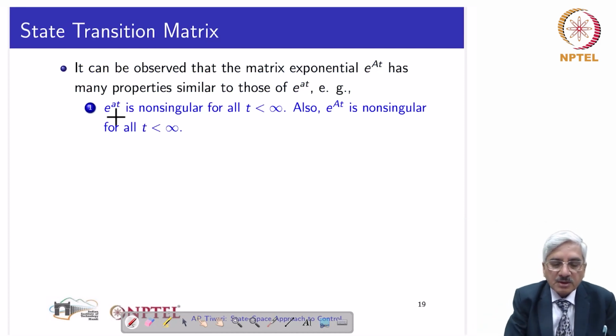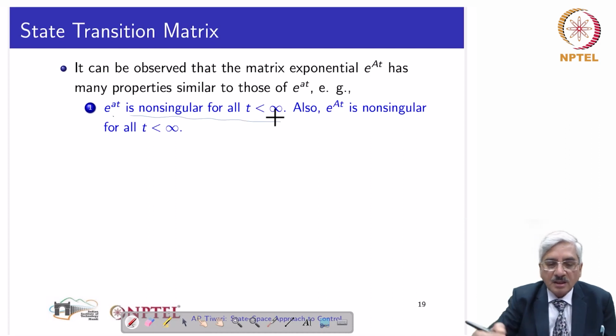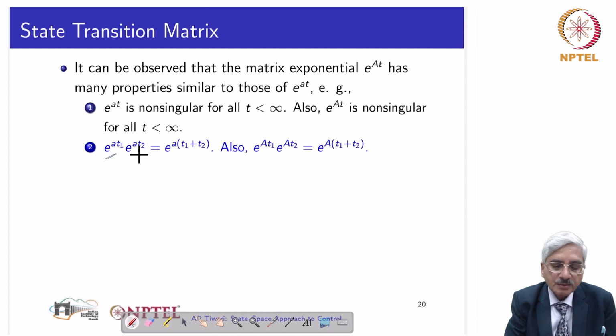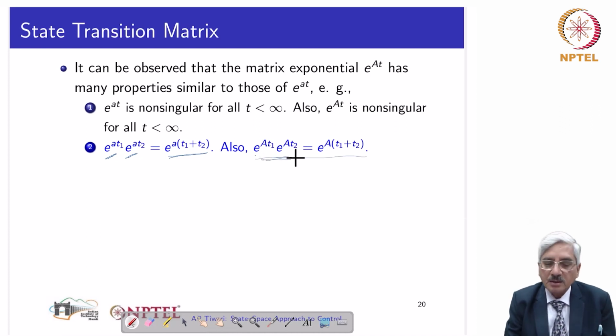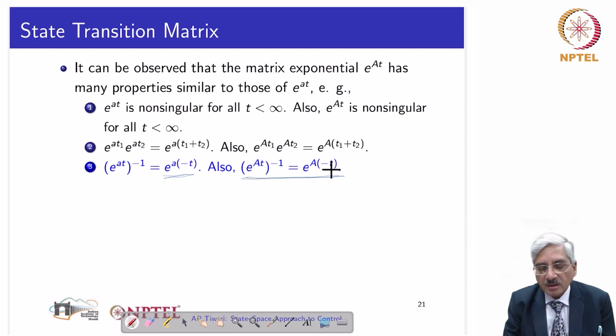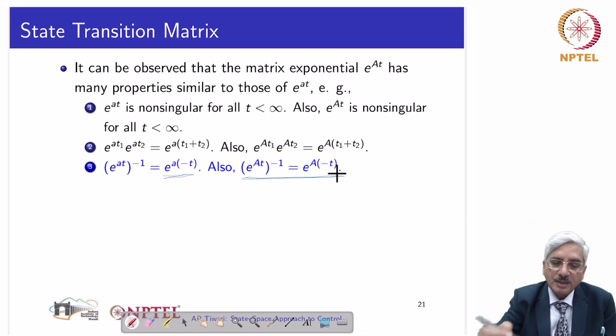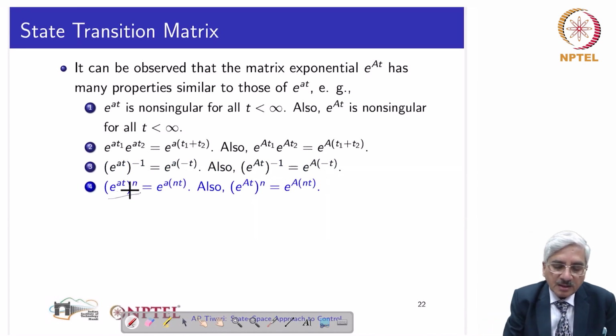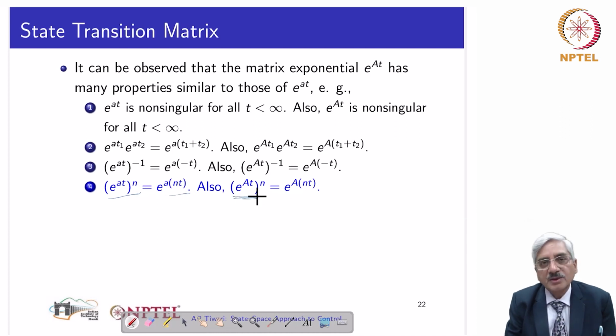For example, both are non-singular for all t less than infinity. Other property is that the product of two scalar exponentials e power a t1 into e power a t2 is e power a (t1 plus t2). Similar is with e power capital A t1 into e power capital A t2. It gives e power A (t1 plus t2). Similarly, e power small a t inverse is e power a minus t, and so does the matrix exponential. e power At inverse is e power capital A minus t. e power small a t power n is equal to e power a n t, and so does the matrix exponential. e power capital A t power n is e power capital A n t.